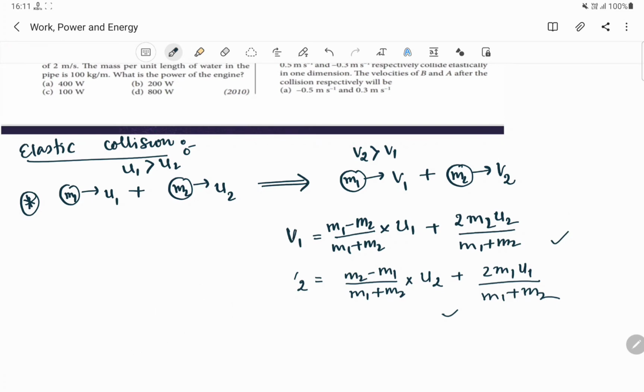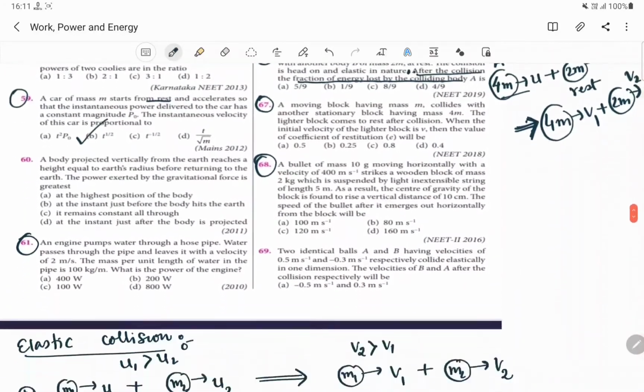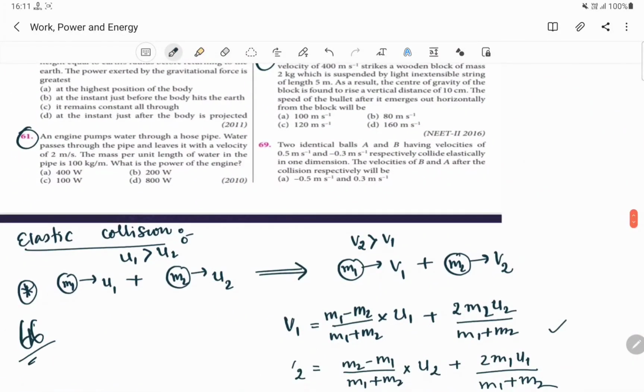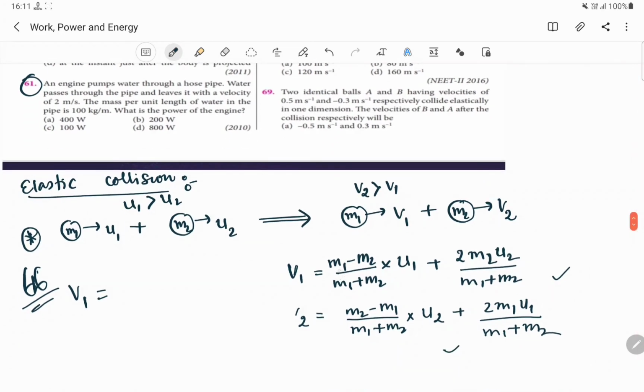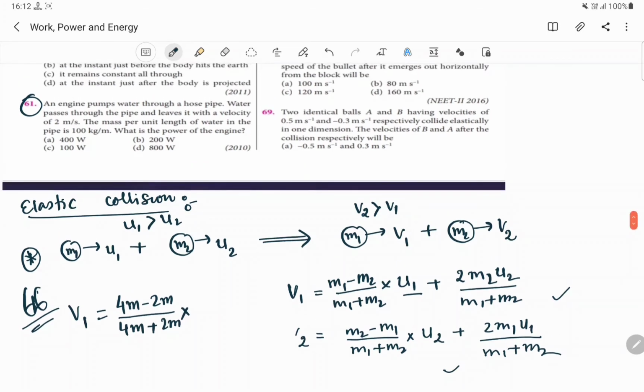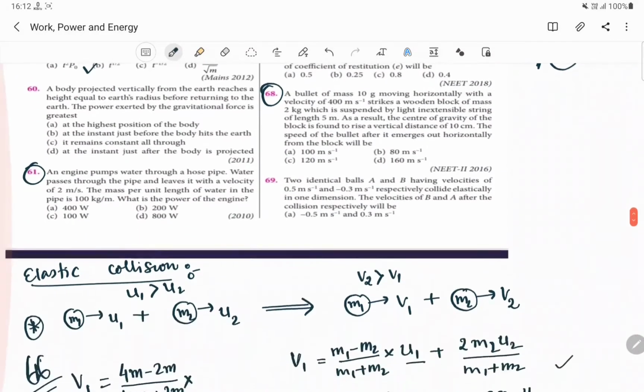v1 is equal to how much? For question number 66, we are applying this formula. What is m1? m1 is 4m minus the second mass, twice m, divided by total mass. Total mass will be 4m plus twice m. And the initial speed, that is the speed of the first particle, is given as u.